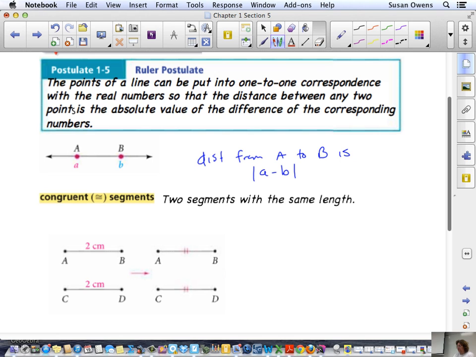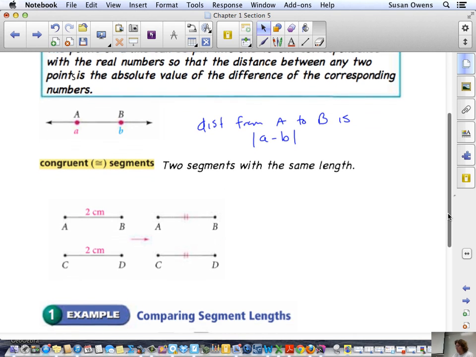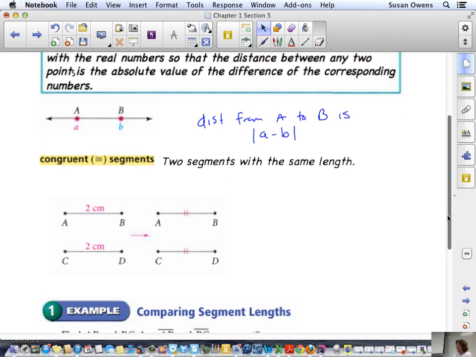Now we have congruent. Congruent segments are 2 segments with the same length. One of the first things that we really want you to understand is the difference between equality and congruence. They are very much related, but they are not the same thing. If I take a look at these 2 pictures, AB is labeled as 2 centimeters, and CD is also labeled as 2 centimeters, I can say that AB is equal to CD. Now notice what I did not do. I did not put segment lines above those, because I'm saying the value.